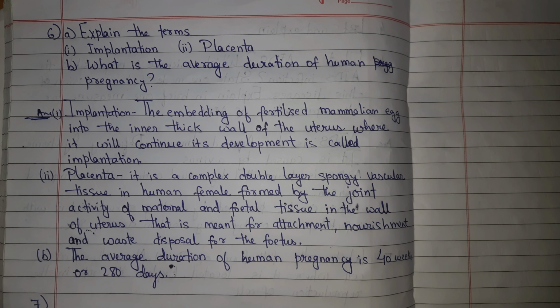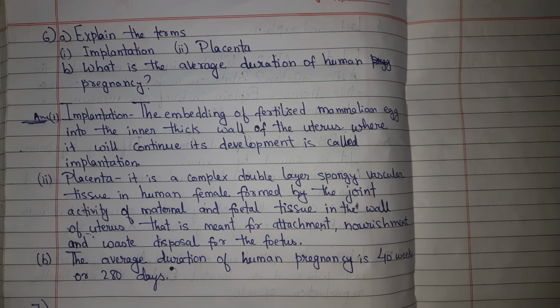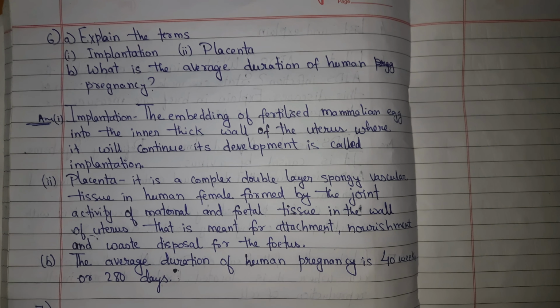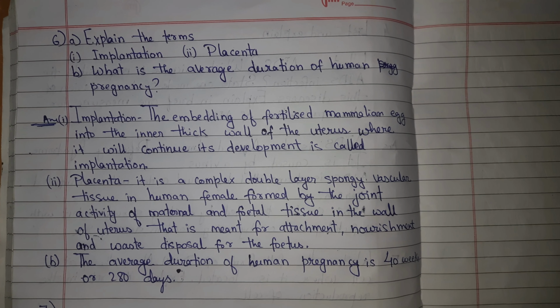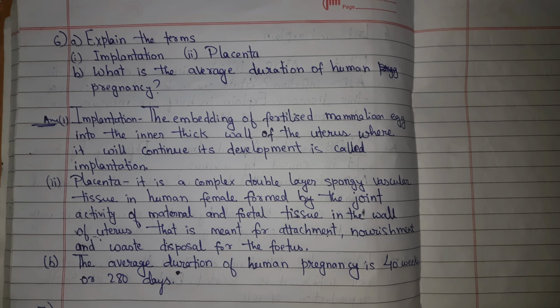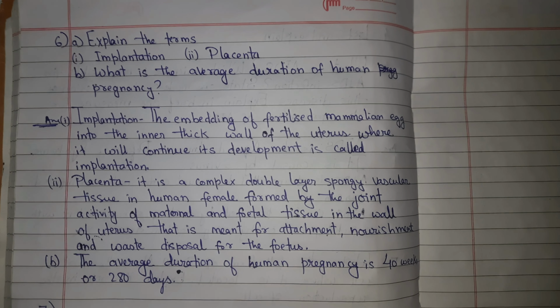The sixth question is, explain the terms. Implantation. Implantation is the embedding of the fertilized mammalian egg into the inner thick wall of the uterus, where it will continue its development.